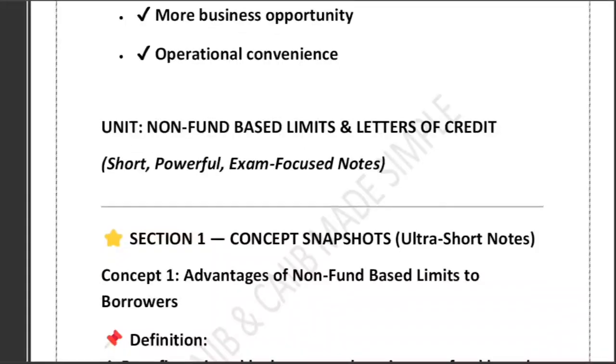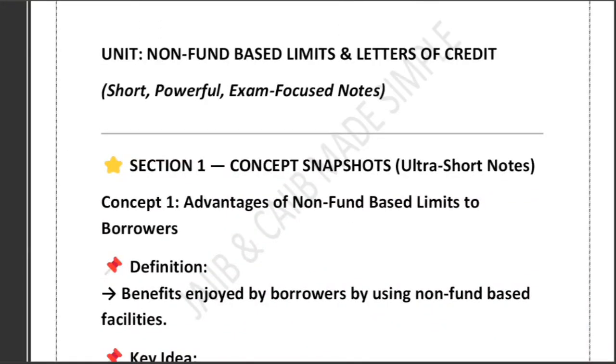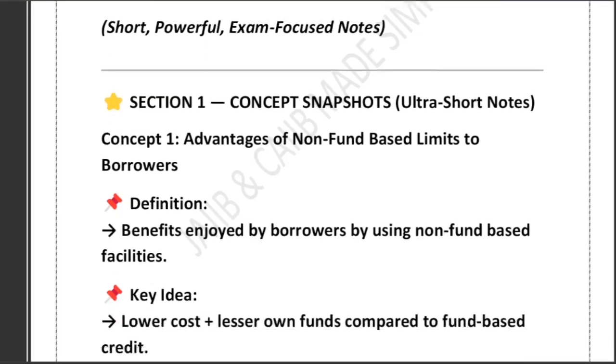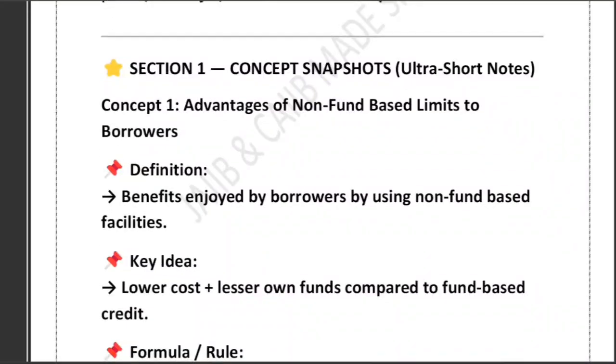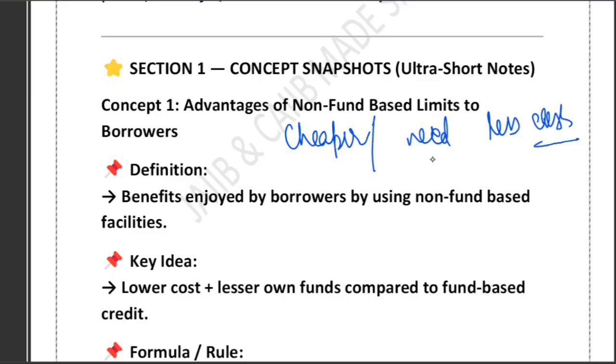Now let's talk about the advantage of non-fund based limits to the borrower. So friends, why do borrowers like non-fund based limits? The answer is very simple. They are cheaper and they need less cash. Due to two reasons. First of all, they are cheaper. Second reason is that they need less cash. Because of these two reasons, borrowers like the non-fund based limit.